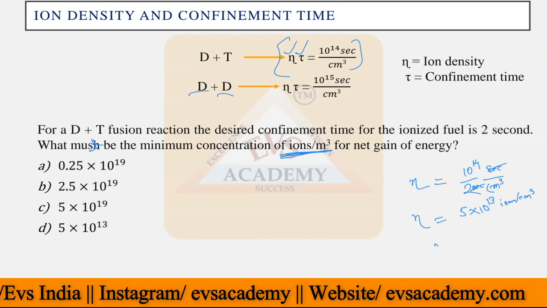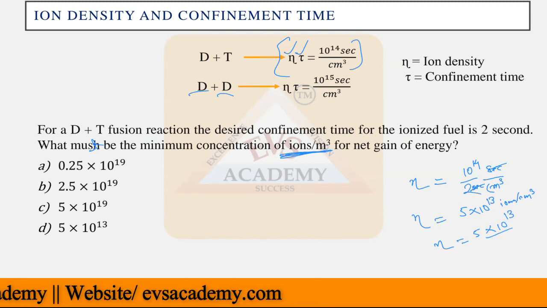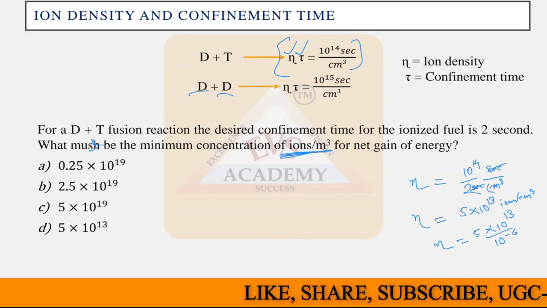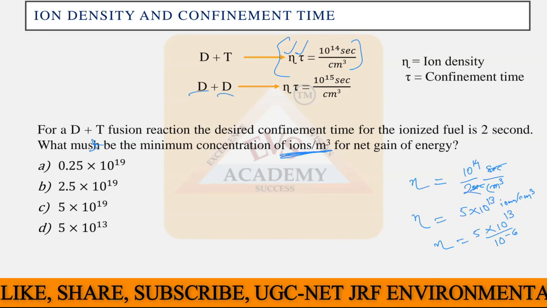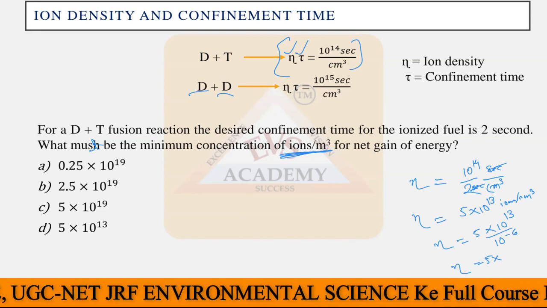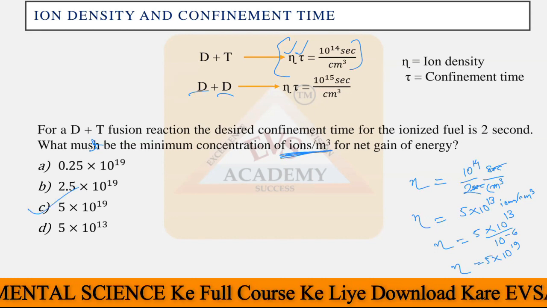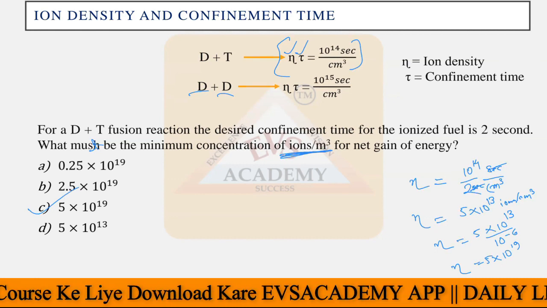So n is equal to 5 multiplied by 10 to the power 13, divided by 10 to the power minus 6, because you have to convert centimeter cube into meter cube. 10 to the power minus 2 for 1 centimeter, so 10 to the power minus 6 for 3 centimeters. So n is equal to 5 multiplied by 10 to the power 19. C option is the correct option.